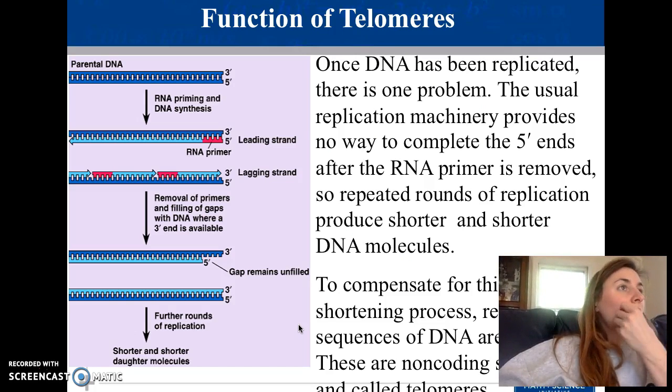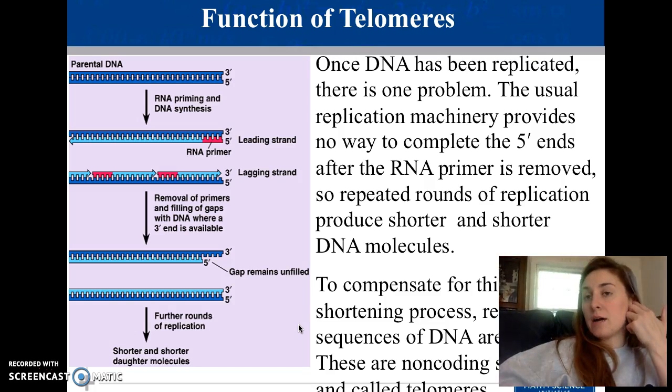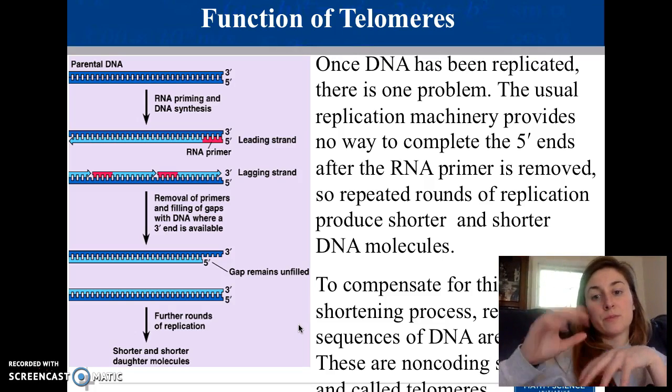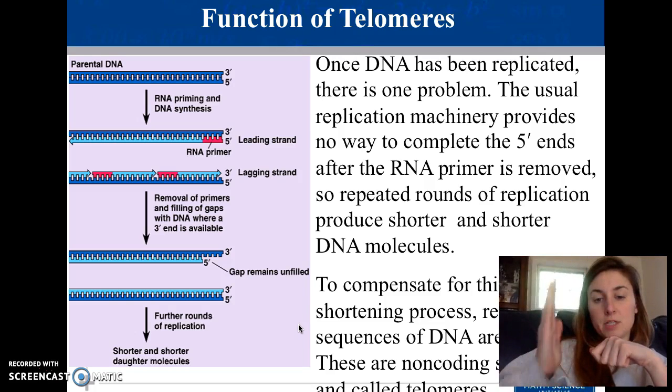So we've talked about all the different enzymes. Another important part of this is our telomeres. Once DNA has been replicated, there's a problem. The usual replication machinery provides no way to complete the 5 ends.